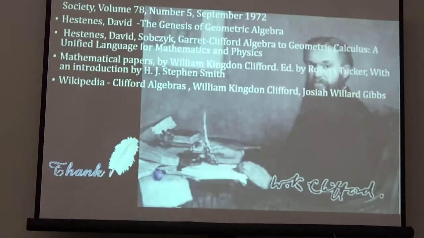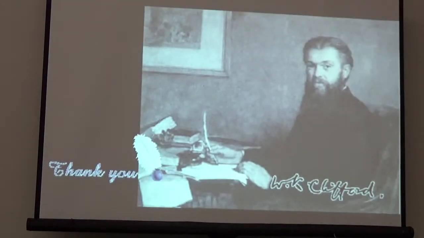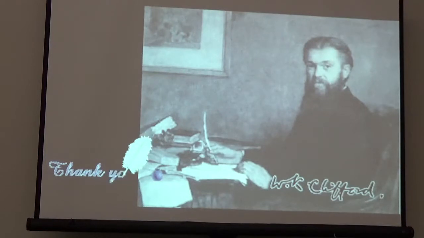So I have one question, if I followed you correctly. I believe you assumed that the underlying vector space, the rank 1 elements, had an inner product that was positive definite. They also had plus 1 squares. Did Clifford make that assumption?